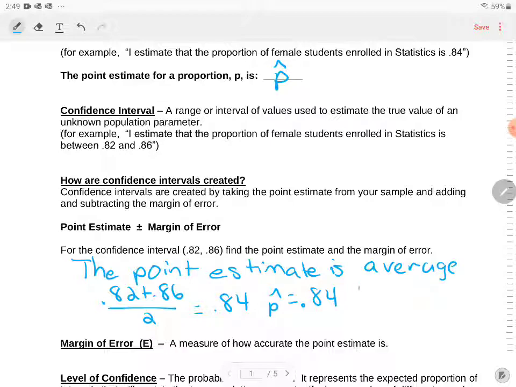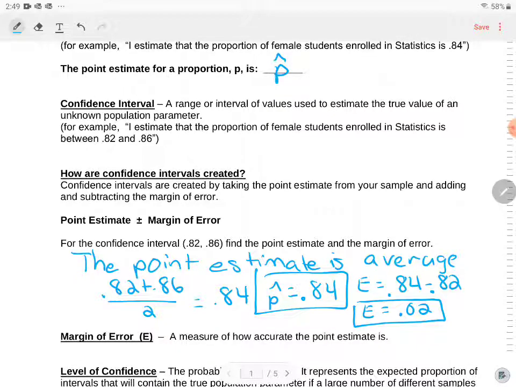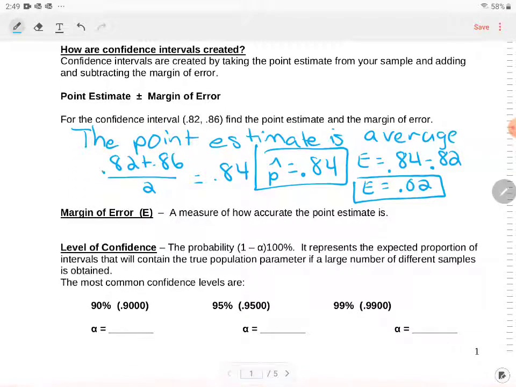Now, to get the error, E is equal to 0.84, your point estimate, minus the lower level. So E is equal to 0.02. Your error is 2/100, or 2%. Your point estimate is 0.84. The margin of error is a measure of how accurate the point estimate is.